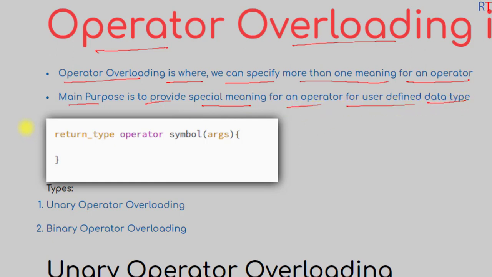And the syntax to overload an operator is that first we have the return type, then the operator keyword, and then the symbol of the operator we want to overload, and after that the function can take arguments, and then inside the curly braces we write the code to overload the operator.